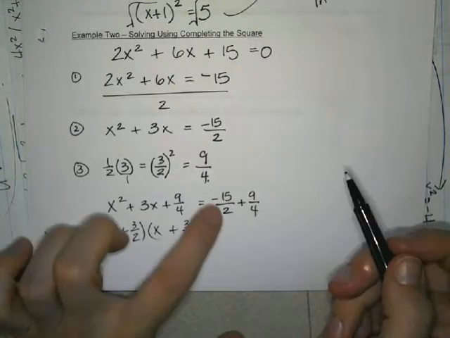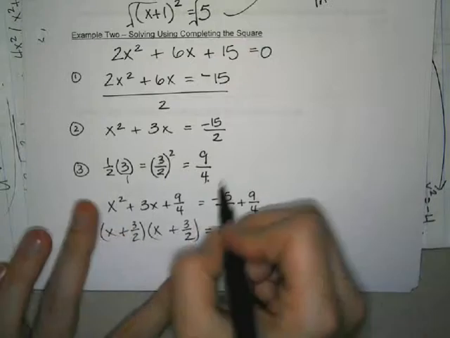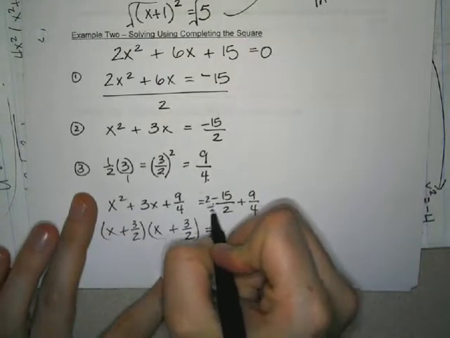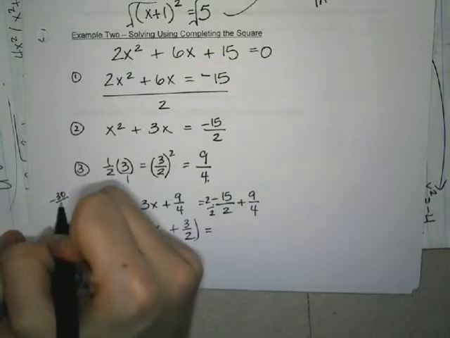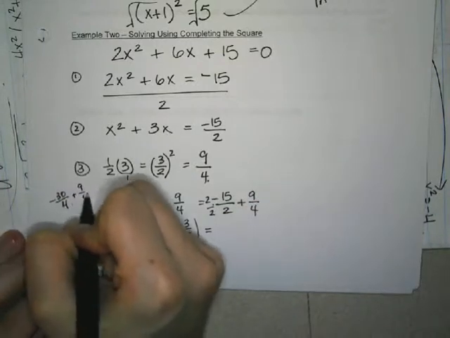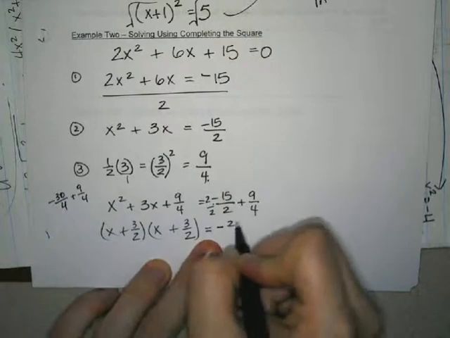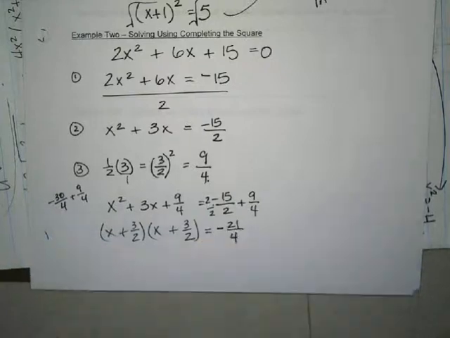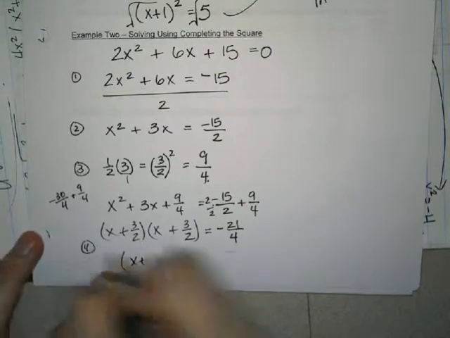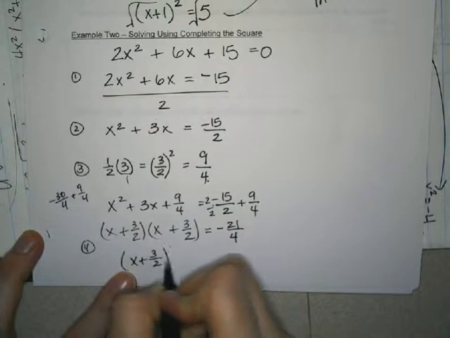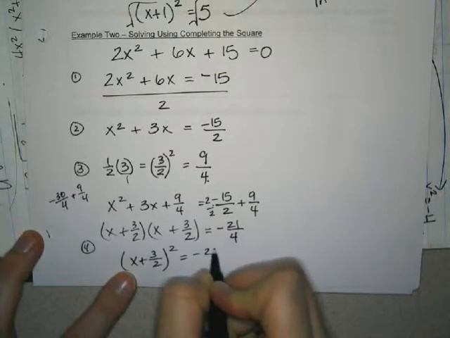So we end up having that situation occurring. And then in order to add these together, I need common denominators. So I have to multiply this by 2 over 2, which would give me, I'm going to do some side work here, negative 30 over 4 plus 9/4. So you get negative 21 over 4 when you add those together. And then I'm going to rewrite this, step 4, as a squared binomial.